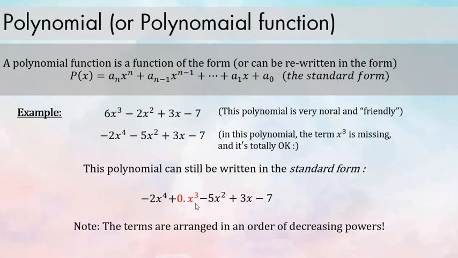You can see that because we have no x^3 term, we write it as 0 times x^3 to fill the blank, so that we have all the powers 4, 3, 2, 1, and 0. And note that the terms are arranged in order of decreasing powers, from 4 getting smaller and smaller to 1 and then 0. See? Not too difficult a definition, right?